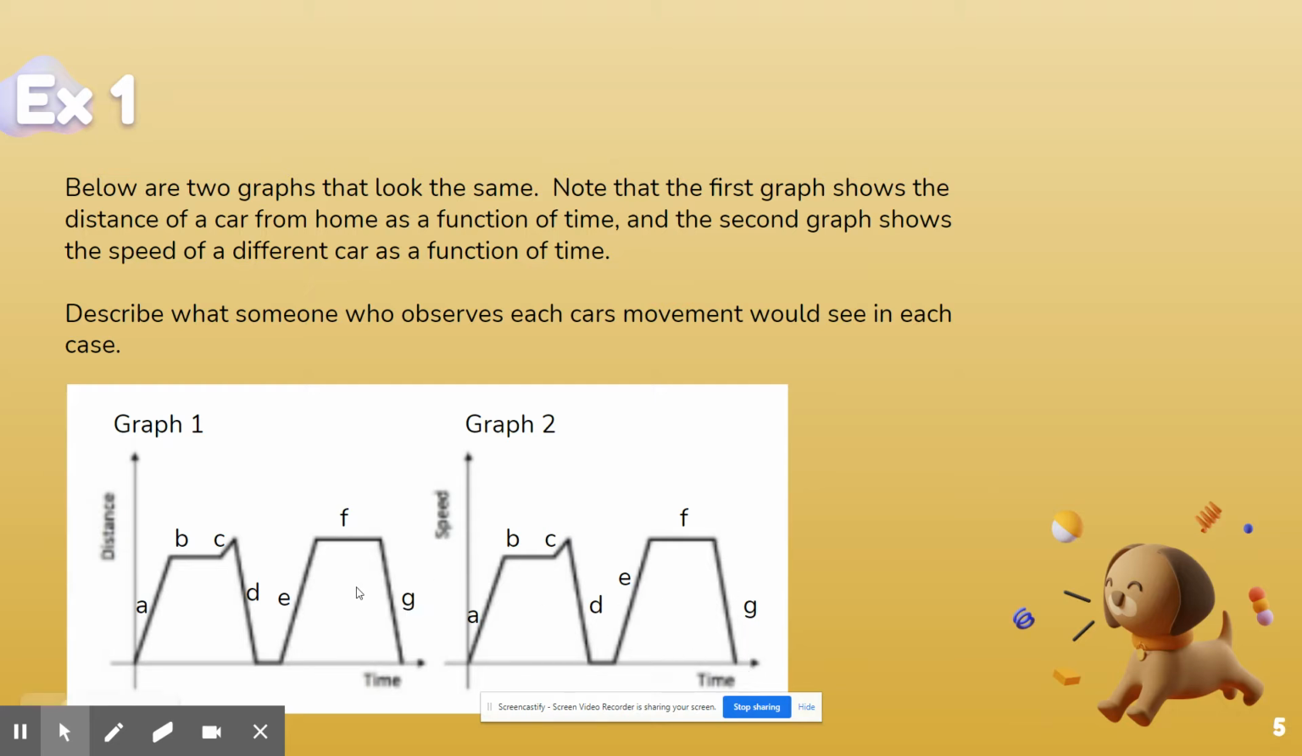So the same graph can be used and have two different descriptions. So just understand that if it's flat at the bottom, it means they're stopped. If it's flat up here in the air, it means that they're going a constant rate of speed.